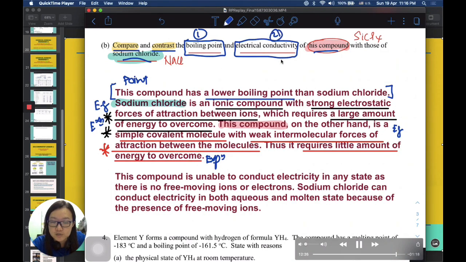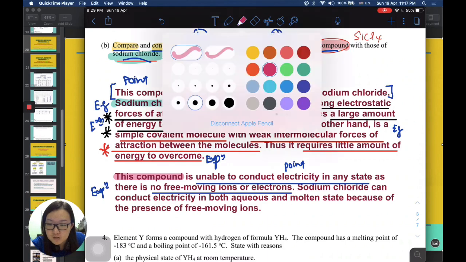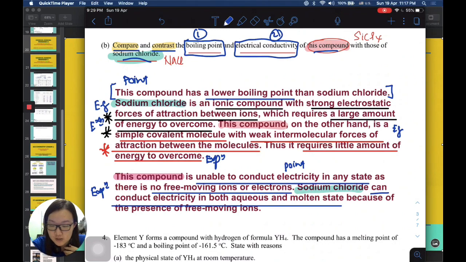Now let's look at electrical conductivity. You have only addressed one part of the question. So for the second paragraph, you say this compound is unable to conduct electricity in any state. That's your point again. As there are no free moving ions or electrons. For the covalent compound, in this particular explanation, you need to mention electrons as well, because it's not ionic bonding. That's why you need to mention ions or electrons.